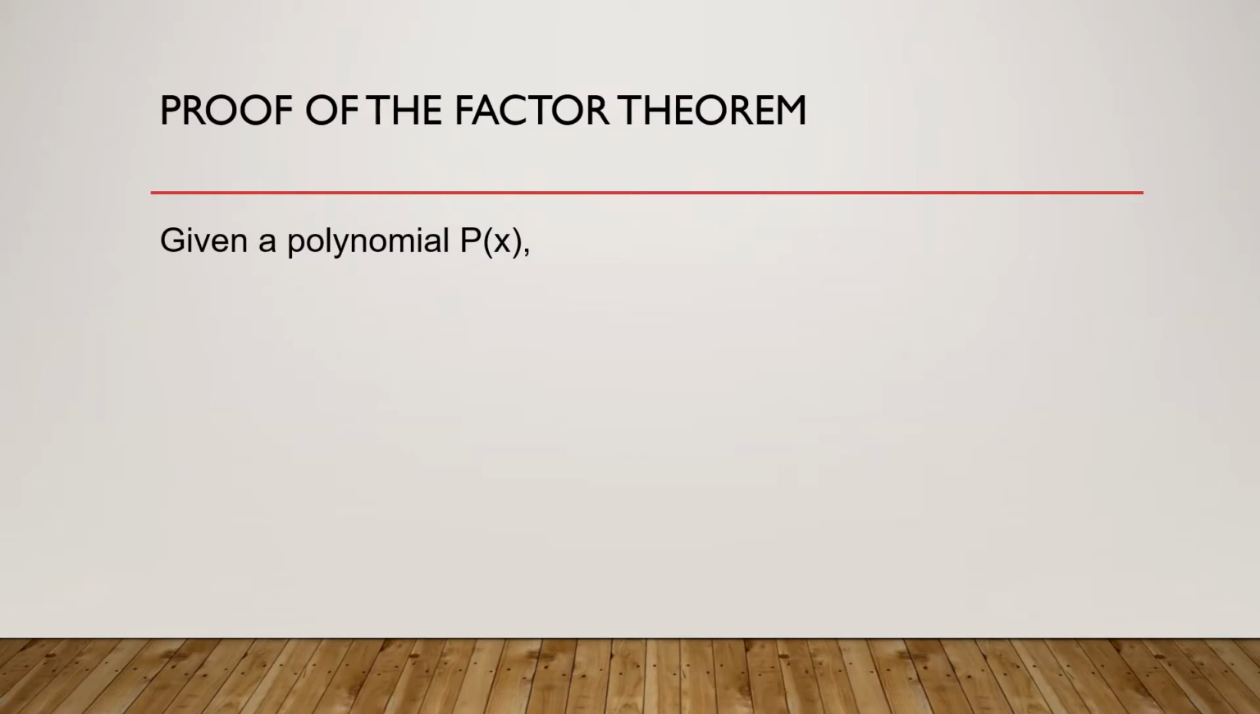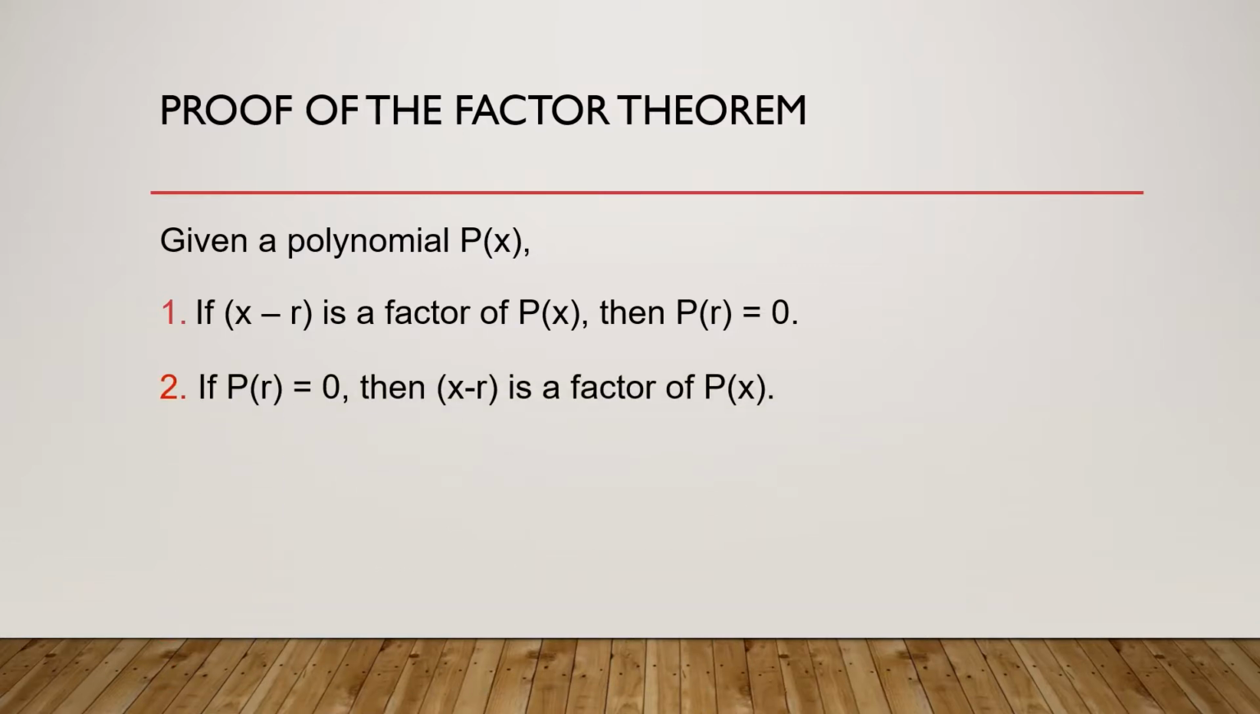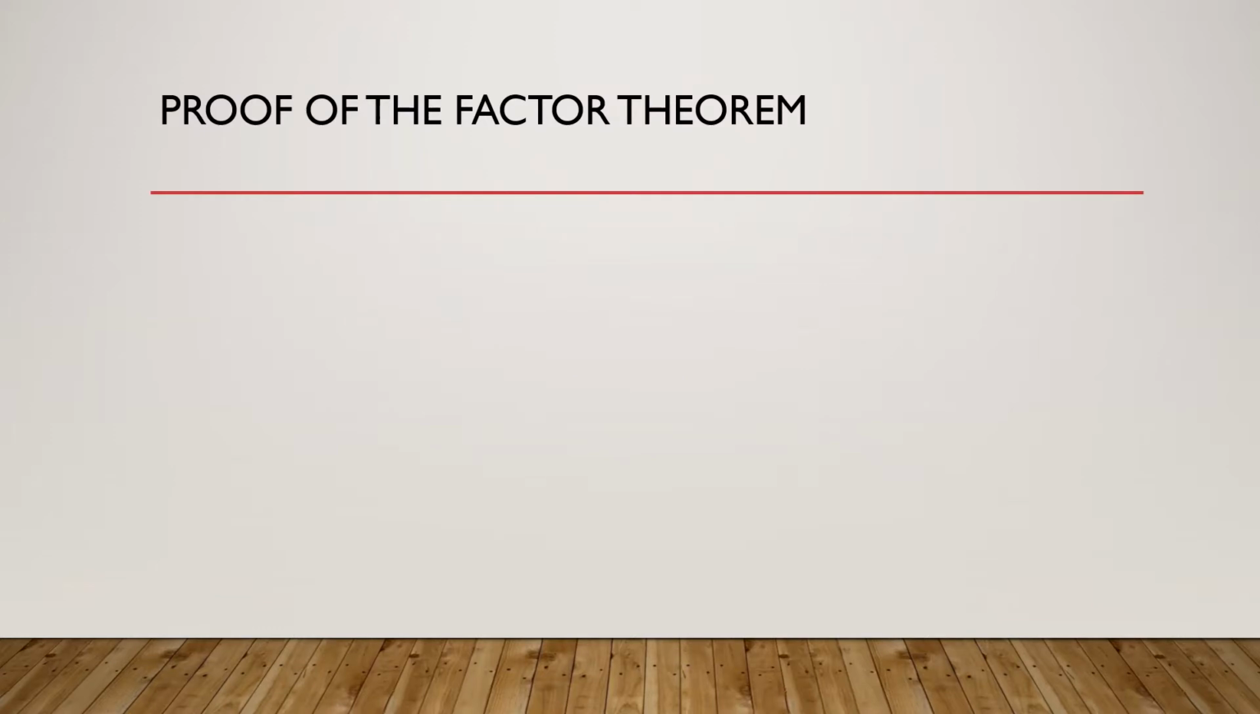Given a polynomial p of x, the first one is, if x minus r is a factor of p of x, then p of r is equal to 0. And the second one is, if p of r is equal to 0, then x minus r is a factor of p of x. Let us prove the factor theorem.